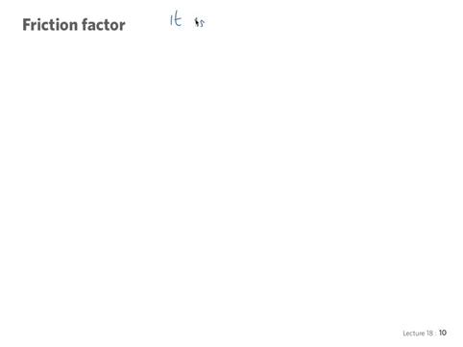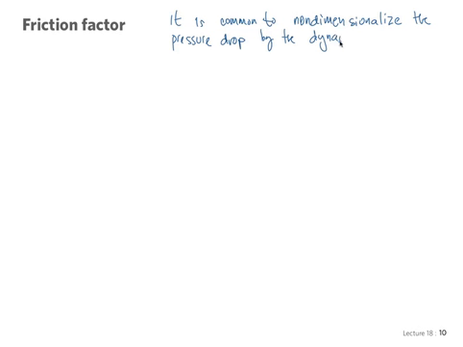So in this case, it is common to non-dimensionalize the pressure drop by the dynamic pressure. Anybody remember the dynamic pressure? We have a 1/2 and we have a v squared, and then if you wanted to sort it out, really what you would do is check on the units, right? Because it has to have units of pressure. It's rho v squared.